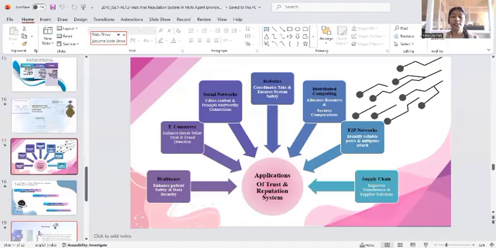Next, see applications of a trust and reputation system. There are seven applications in a trust and reputation system in a multi-agent environment. So let's see. First one is healthcare. Second one is e-commerce. Third one is social networks, robotics, distributed computing, P2P networks, and last one is supply chain. So one by one we see.